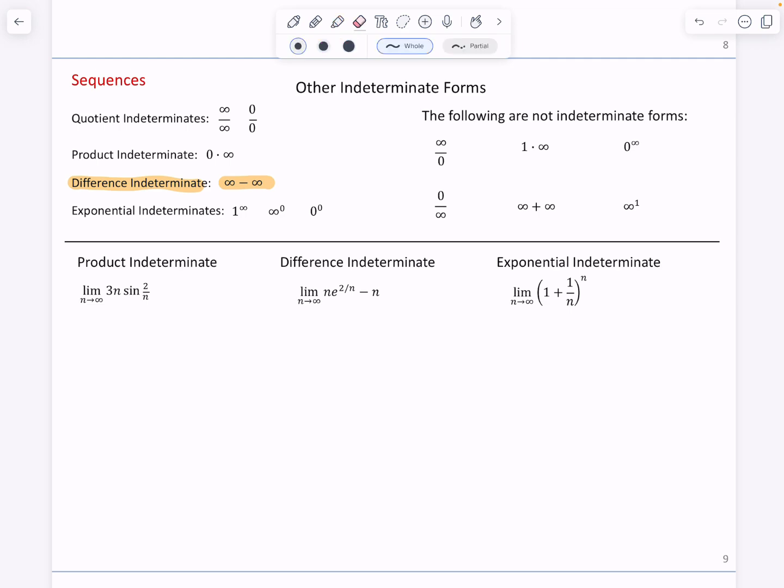Or will there be some sort of compromise or balance that they strike? Then you have what are known as exponential indeterminates. If you have a sequence approaching 1 being raised to a sequence that's approaching infinity, this is an indeterminate scenario. Infinity to the 0 is indeterminate, and 0 to the 0 is indeterminate. In this slide, we will address these three.